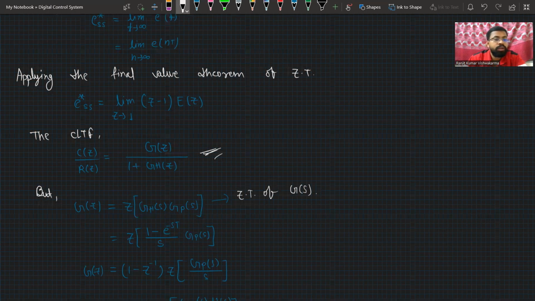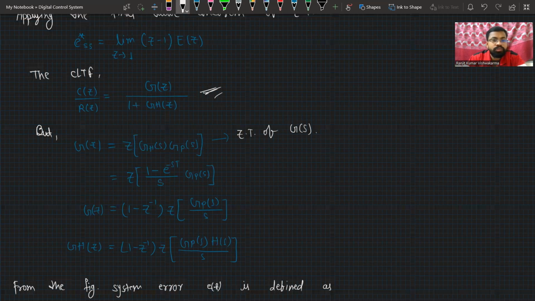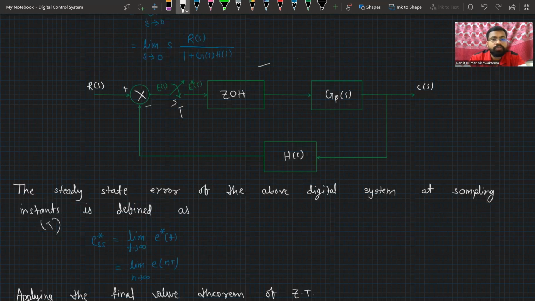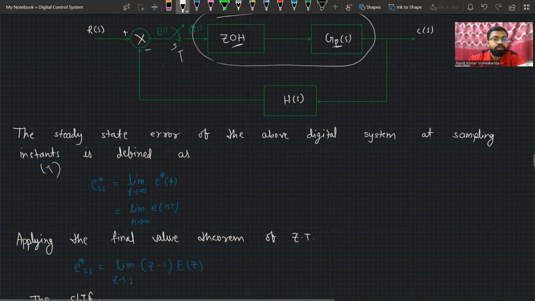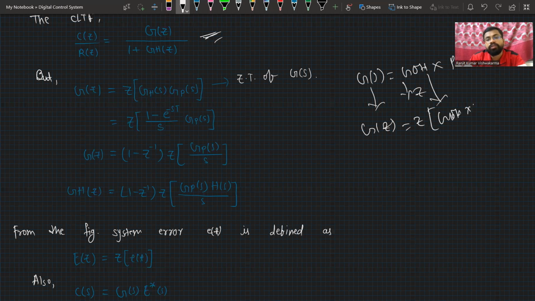Now G of z equals the z transform of Gh of s Gp of s. This means first of all we have to calculate G of z, the whole gain from here to here, that is the zero order hold and plant. So this one I have written. After taking the z transform, it was first the zero order hold times the plant, so it becomes G of z, the z transform of the zero order hold into the plant.